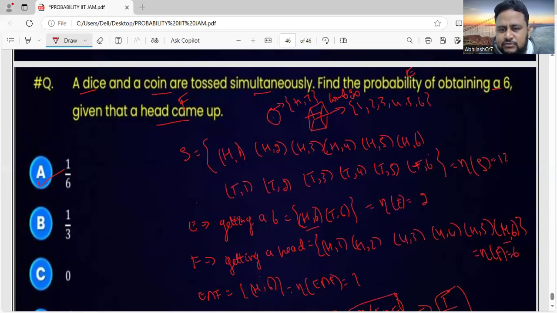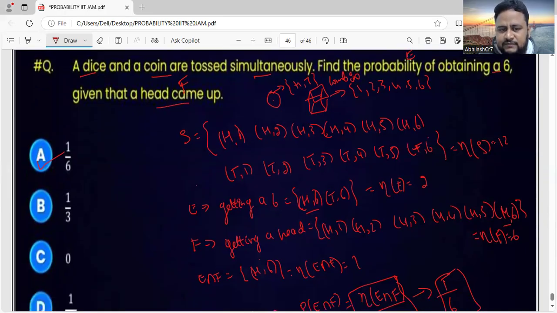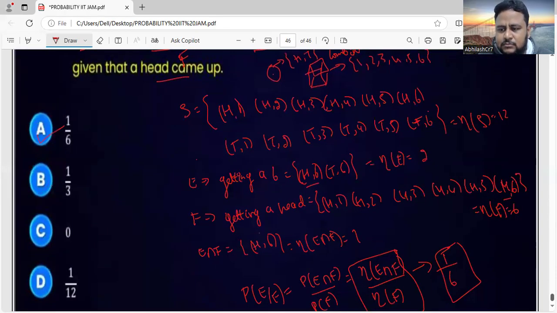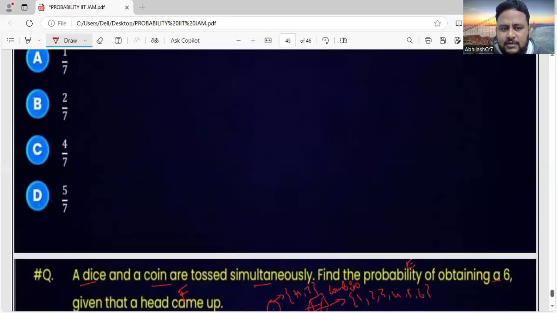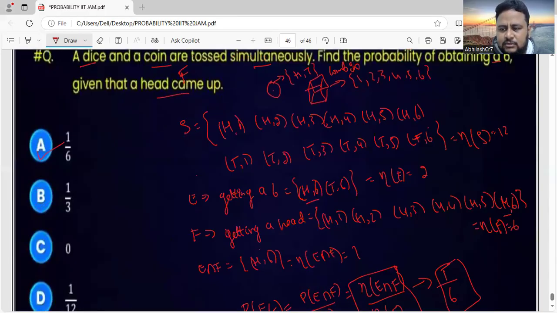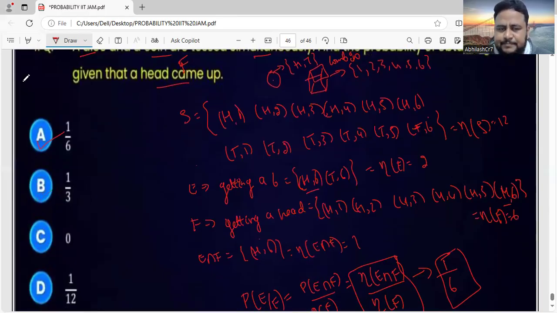In the previous question we used random variables. This one we have to use conditional probability. This is also a PYQ, asked in IIT JAM 2019. So this is how we solve this simple question. The answer to this question is 1 by 6.